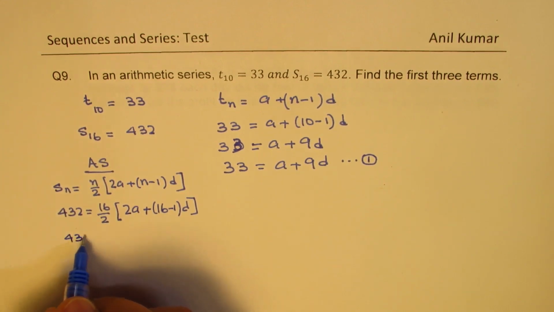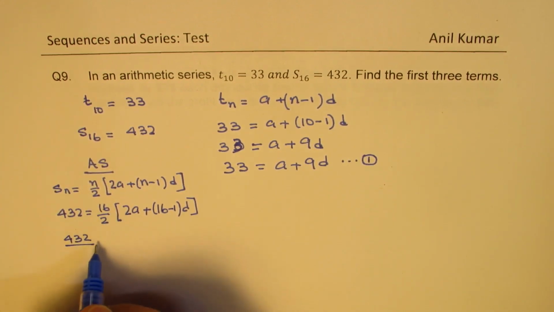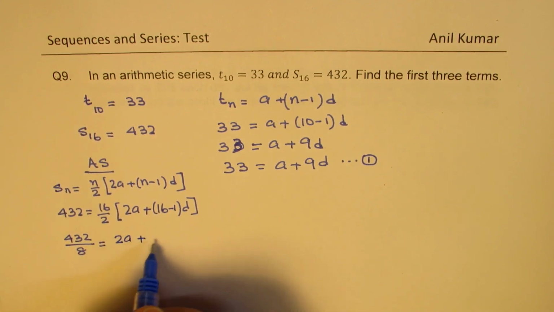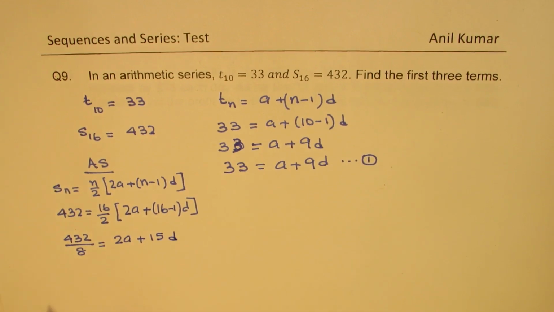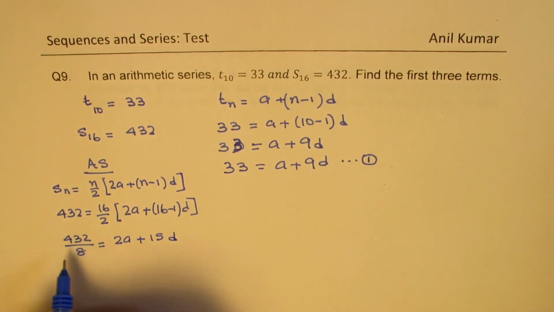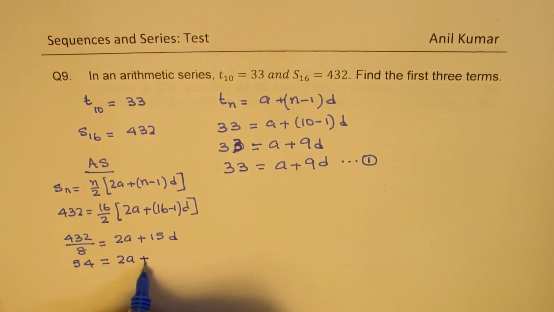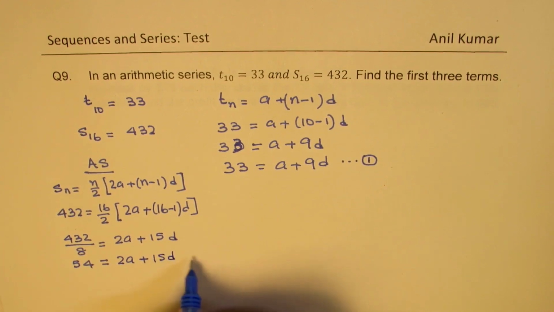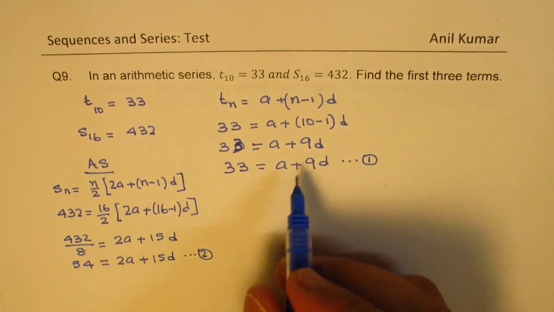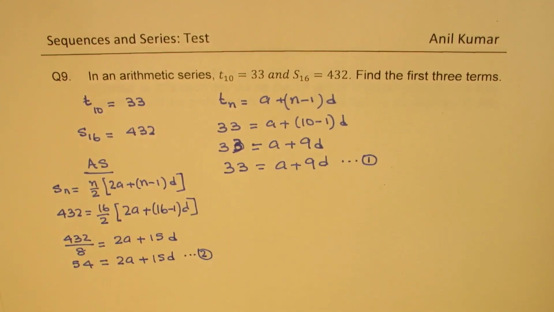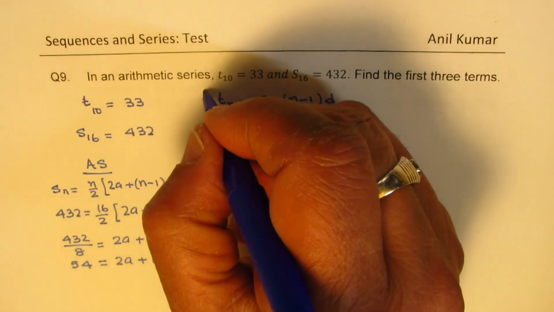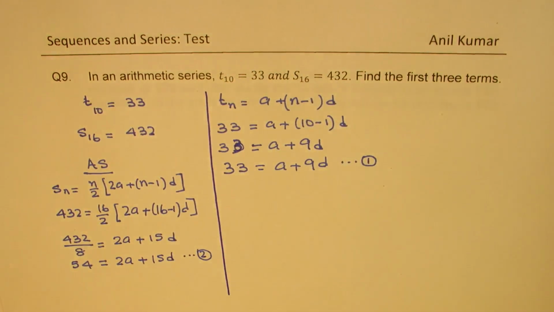432 divided by 16 divided by 2, which is 8. So we can divide this by 8: 432 divided by 8 is 54. So 54 is 2a plus 15d, right? This is our equation number 2. Let's rewrite this equation here. We have two equations and two unknowns, so we can easily solve.